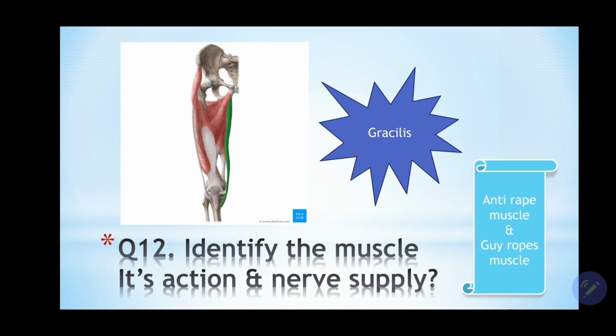Nerve supply, need not tell you, it's very easy. All the muscles in the adductor compartment are innervated by obturator nerve, but by the anterior division. Gracilis by the anterior division.